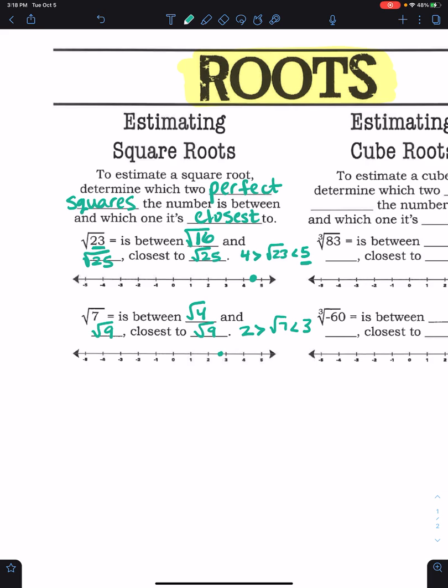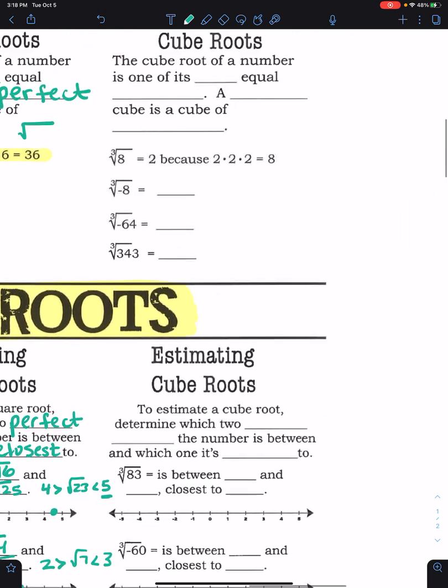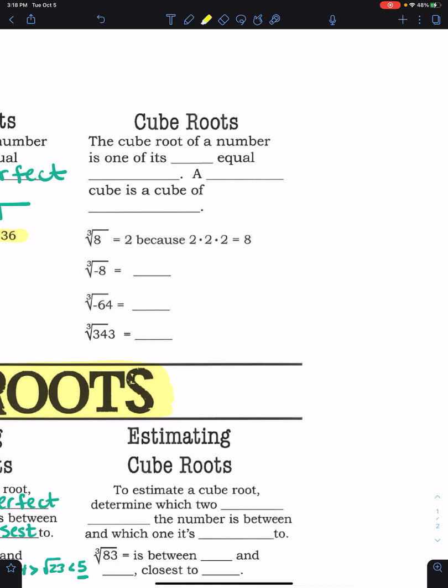Okay, that is square roots. Now let's look at cubed roots. Cubed roots are, you probably guessed, a number that you can multiply times itself 3 times to get the number underneath the cubed root symbol. So the cubed root of a number is one of its 3 equal factors. And we can also have perfect cubes. A perfect cube is a cube of integers.